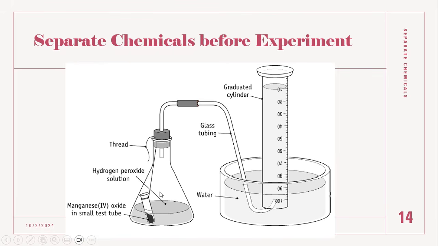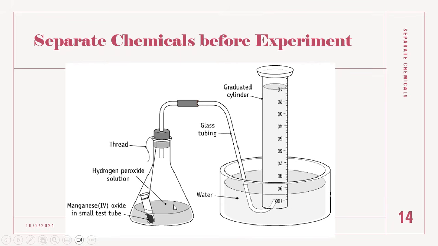This is reaction between hydrogen peroxide and manganese oxide. Oxygen gas will be produced. Now we do not want to lose any gas before the reaction occurs. If we do not separate the chemicals, we have to make sure that we close the bung very quickly to minimize loss of gas. But by separating the chemicals before the reaction, we put the solid in a small tube that can fit into the conical flask.